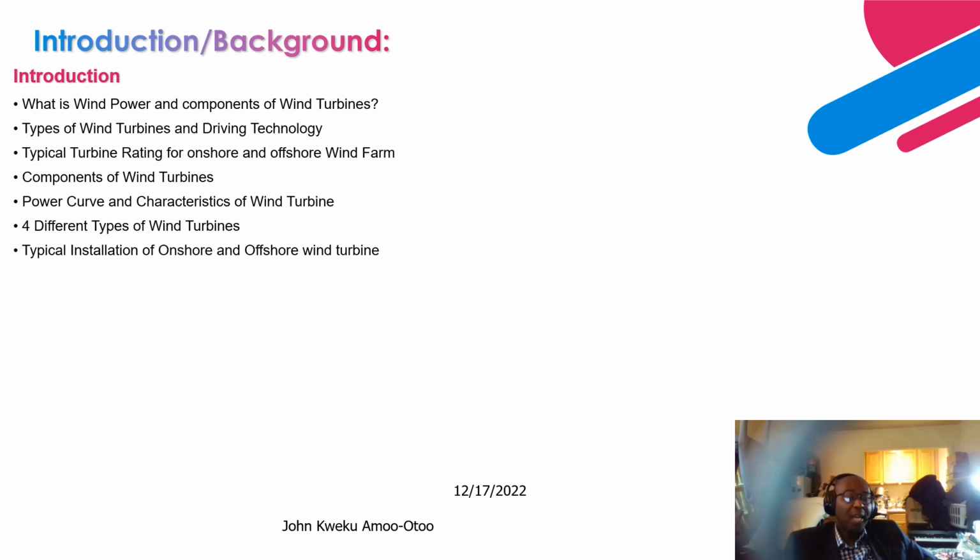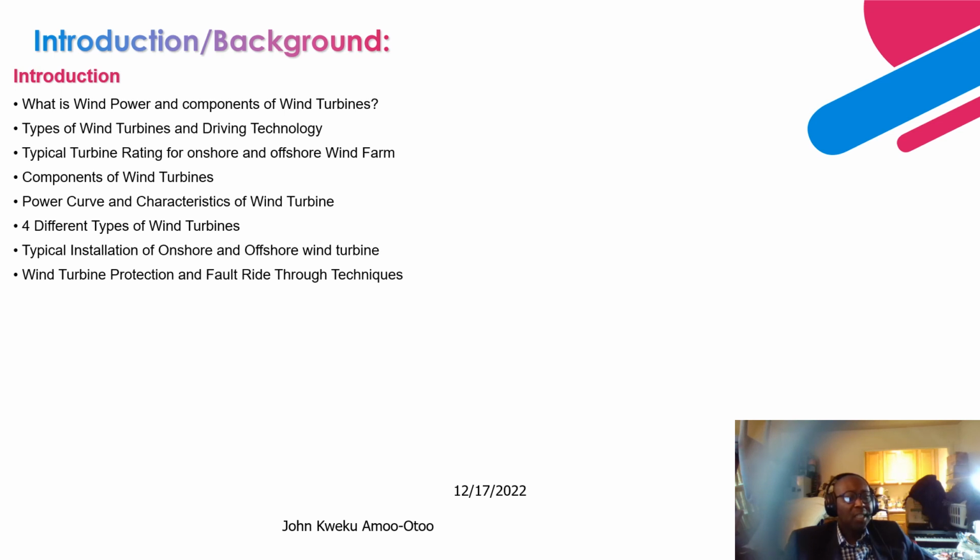Then the different types of wind turbines that we have. Actually, we have four major types of wind turbines. And a typical installation of an onshore or offshore wind turbine. They have different installation procedures and guidelines, and I will go through that.